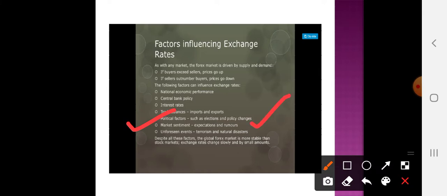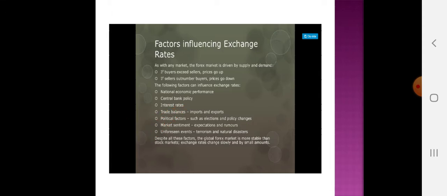Next is market sentiments. It can be expectations related to any products, which can be a domestic product or an international product. And there can be unforeseen events, such as terrorism and natural disasters, which are also responsible for fluctuation in exchange rates.